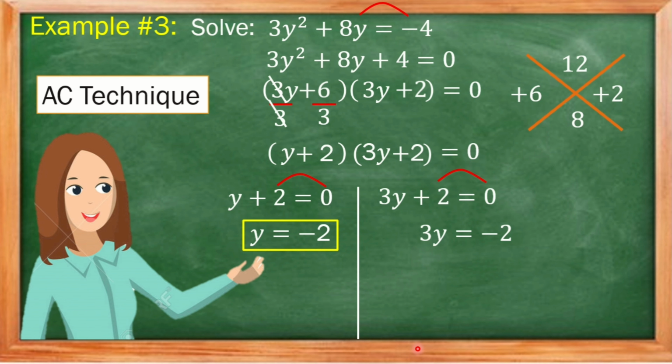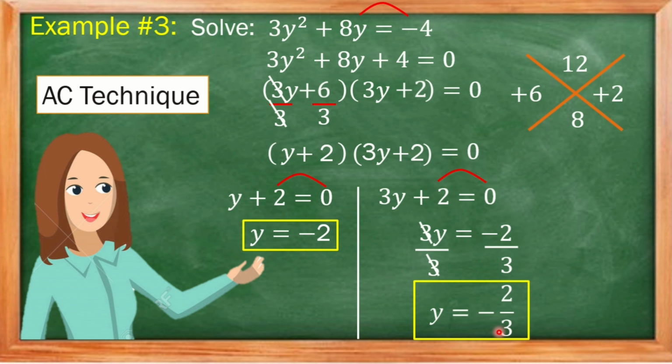So, to do that, we will divide both sides of the equation by the coefficient of y, which is yung 3. So, 3 divided by 3. So, ang natira na lang ay y. Tapos, negative 2 divided by 3 is negative 2/3. So, yan yung second solution natin para dito sa example number 3. So, we have y is equals to negative 2 and y is equals to negative 2/3.